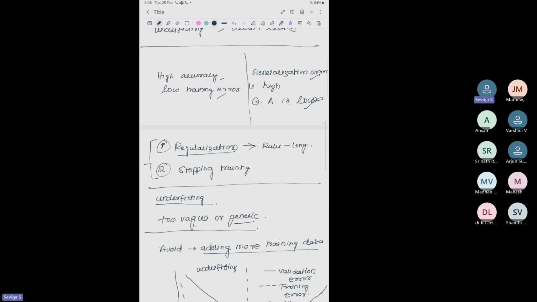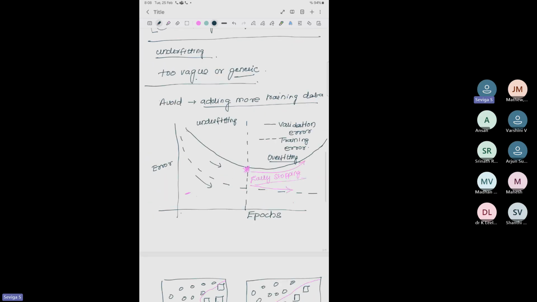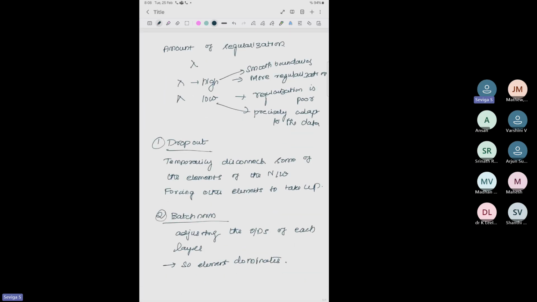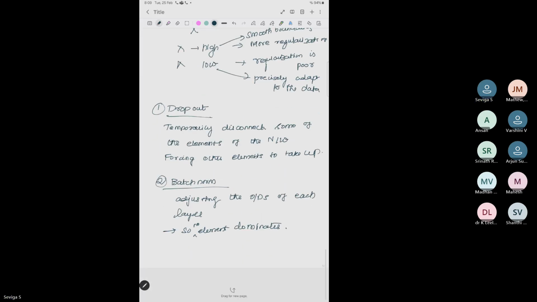Overfitting can be controlled by two techniques: one is regularization, another is early stopping. Apart from that, there are two other techniques. Dropout is temporarily disconnecting some elements, which forces the other elements to participate. And batch norm is adjusting the outputs of each layer so that no element dominates. Is it clear?